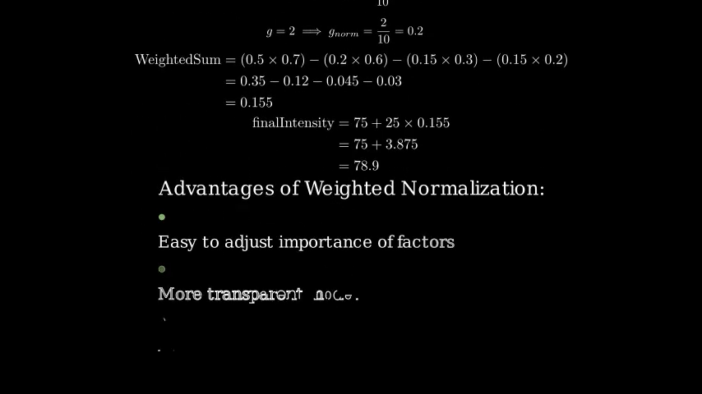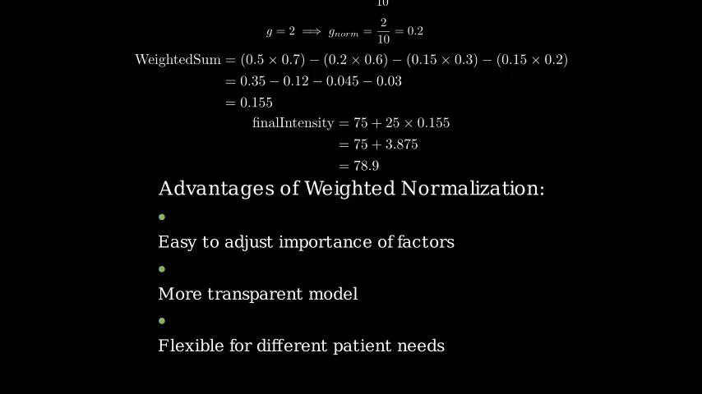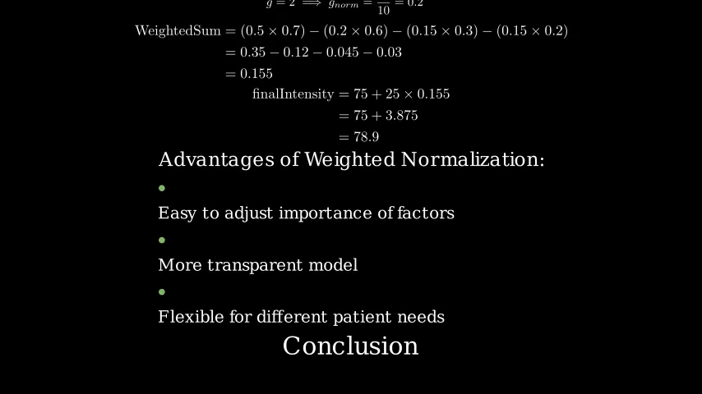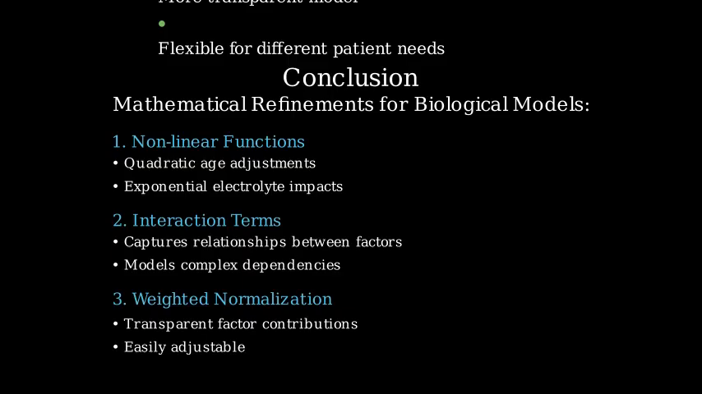The advantage of this approach is that we can easily adjust the importance of each factor by changing its weight, making the model more flexible and transparent. In conclusion, while linear models are simple and easy to understand, biological systems often require more sophisticated mathematical approaches. We've explored 3 ways to improve our model.